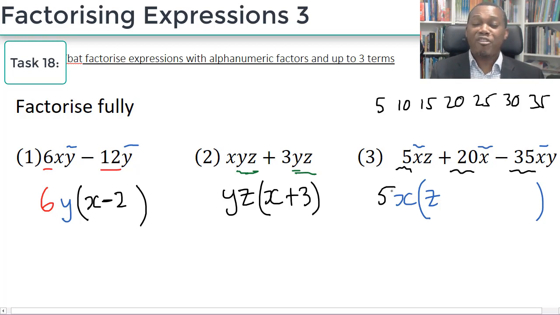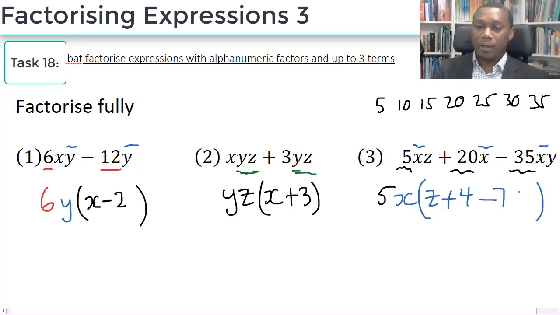What do I multiply 5 by to get 20? How many 5s are in 20? I want positive 20, so positive 4. The only letter was an x, and the x is already outside of the bracket, so I don't need it. So z plus 4, and then minus 35. How many 5s in 35? I wrote it down: 1, 2, 3, 4, 5, 6, 7 times. So take away 7. I want xy, I have x on the outside, so on the inside do I put a letter? What letter? That is spot on, we put a y. Those are your answers there for number 3.